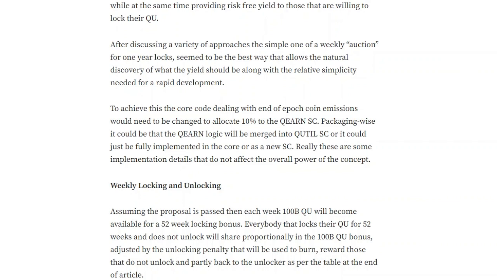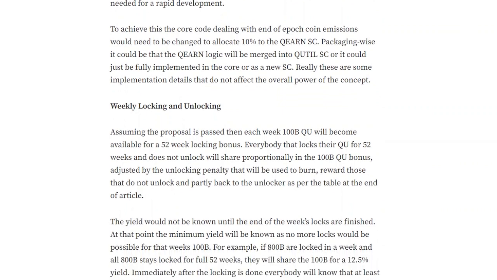Packaging-wise, it could be that the Qearn logic will be merged into the Qtool smart contract, or it could be fully implemented in the core or as a new smart contract. Really, these are some implementation details that will not affect the overall power of the concept. So the concept will work, just probably some of these methods would cause more Qubic to be burnt initially. So I'd like to see that method being used.